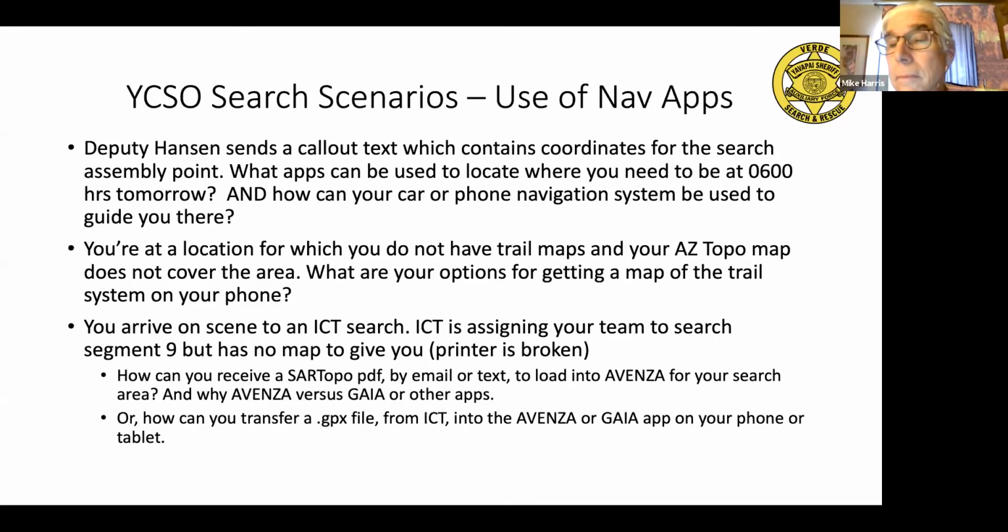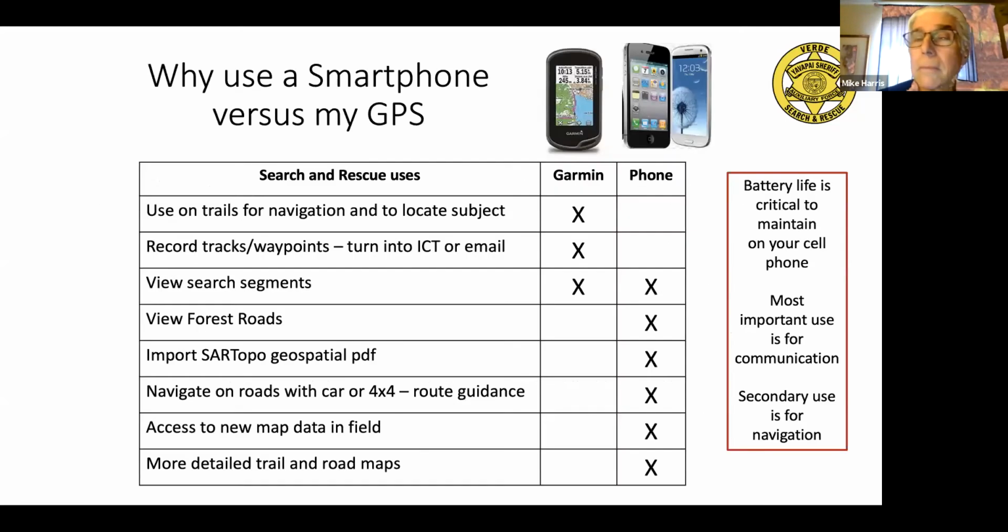So these are just questions I had, and I've been experimenting and seeing which apps I need to do things with. I've learned from ICT, from the deputies, and from each of you. So this is a compilation of what I've learned as to which apps really work well for search and rescue and which don't. Now, another question that I'm sure you have is, why use a smartphone versus my GPS? Can I throw away my GPS once I start using my smartphone?